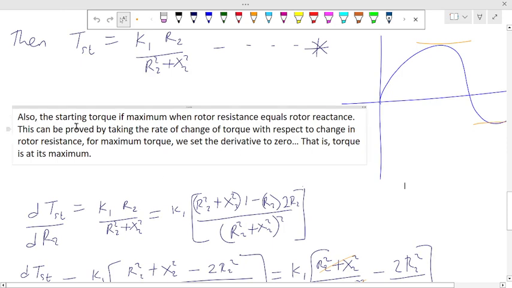Now also, the starting torque is maximum when rotor resistance equals rotor reactance. This can be proved by taking the rate of change of torque with respect to change in rotor resistance. For maximum torque, we set the derivative to 0. That is, torque is at maximum. So I'm going to show that right now.